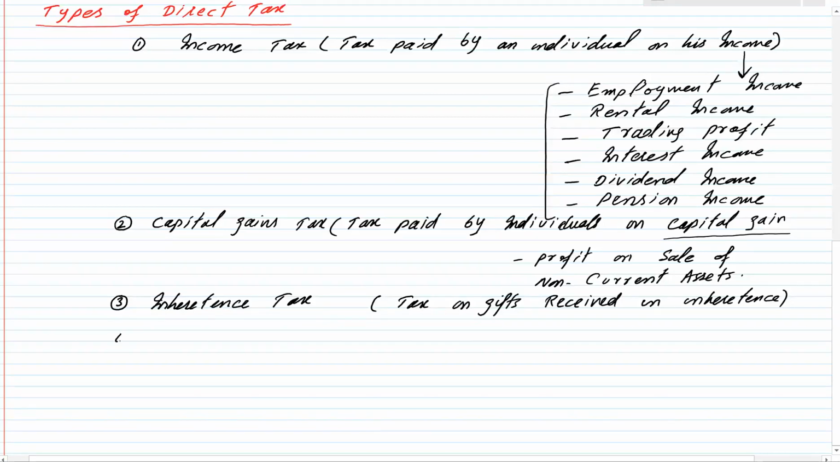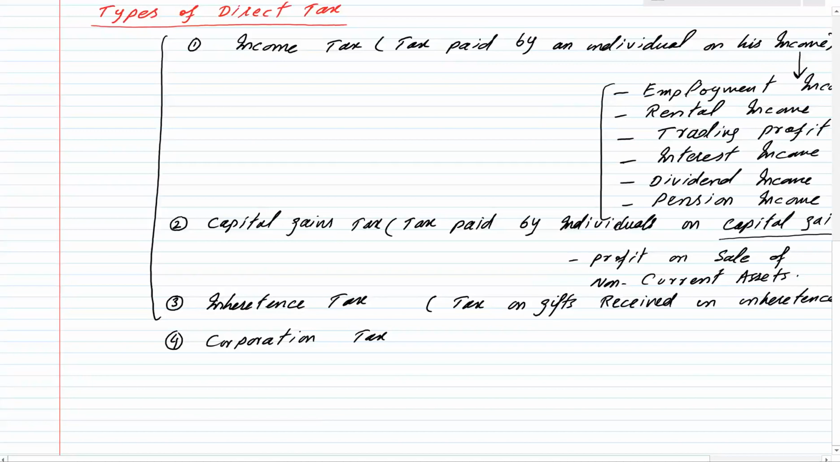Next one, corporation tax. Friends, the first three types of taxes, which are income tax, capital gains tax, and inheritance tax, are paid by individuals. Now we are moving towards the company. So corporation tax is paid by the company.